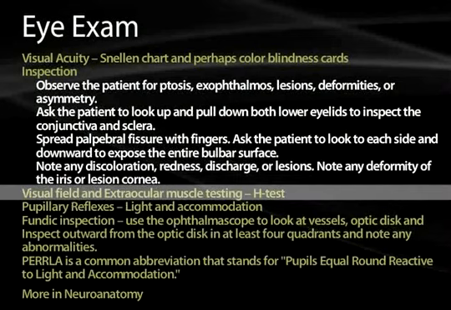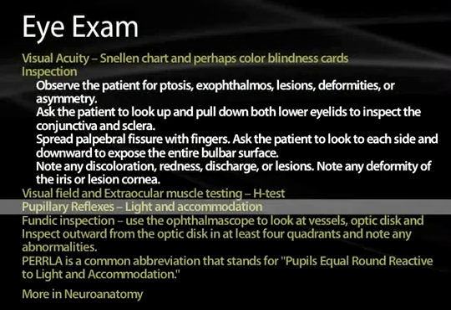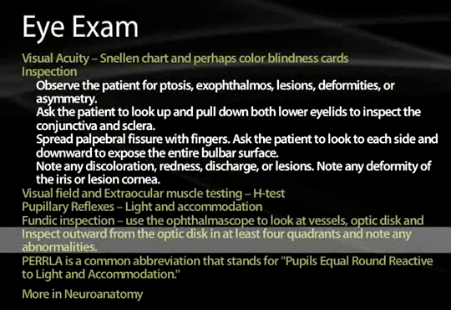Visual field and extraocular muscle testing will be important, and we'll discuss the H-test. Pupillary reflexes, light and accommodation reflexes. And then finally, a fundic inspection, in which you'll use your ophthalmoscope to look at the vessels and the optic disc and inspect outward from the optic disc in at least all four quadrants.